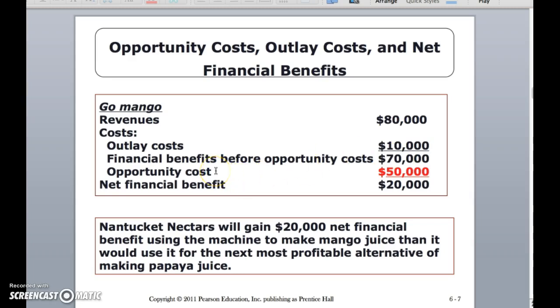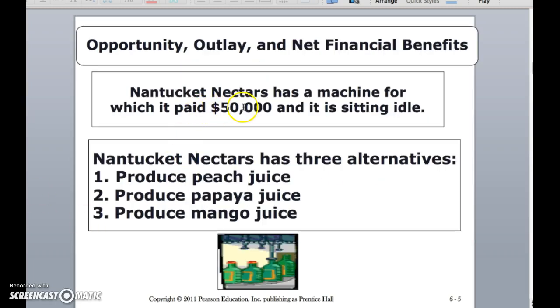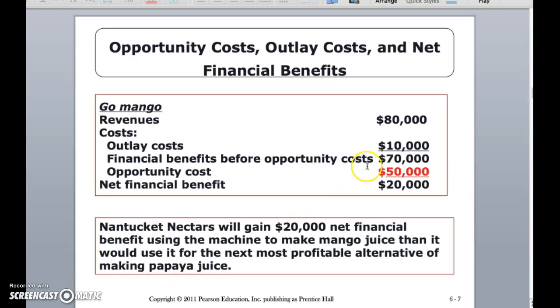The opportunity cost is $50,000. That is how much the company has paid on the machine. In this case, it is $50,000. So after we take off the opportunity cost from the financial benefit, we get the net financial benefit of $20,000. So the company would gain $20,000 net financial benefit using the machine to produce mango juice, compared with using it for the other choices.